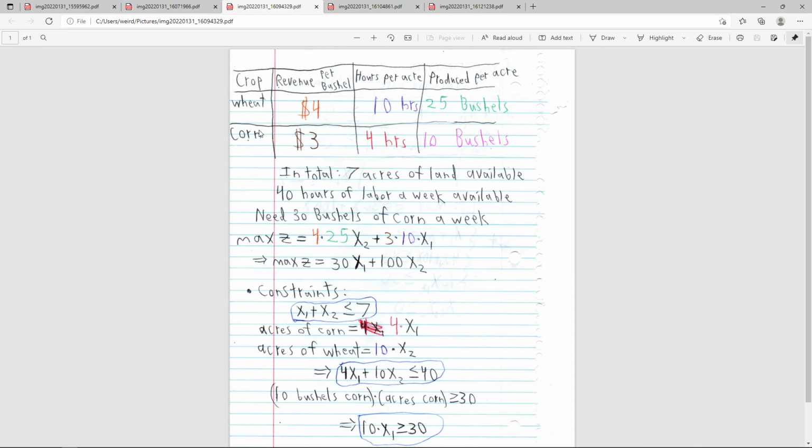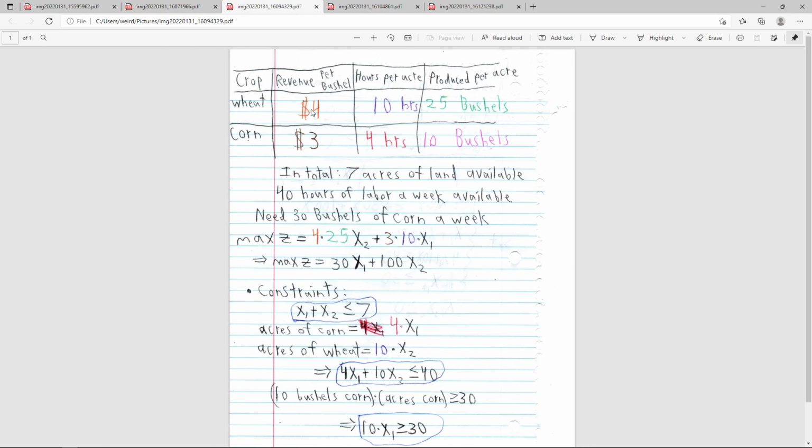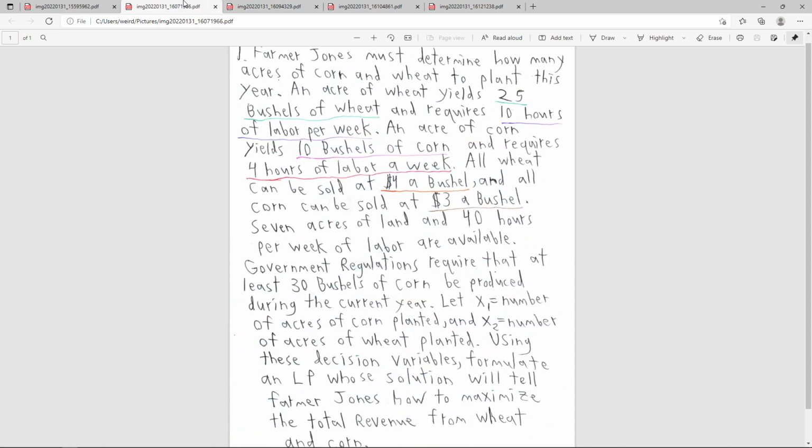So crop is wheat or corn, and we have revenue per bushel first. That's $4 a bushel for wheat, $3 a bushel for corn. Then labor: 10 hours versus 4 hours, so 4 hours for corn and 10 hours for wheat. As you can see, 4 hours of labor a week, 10 hours.